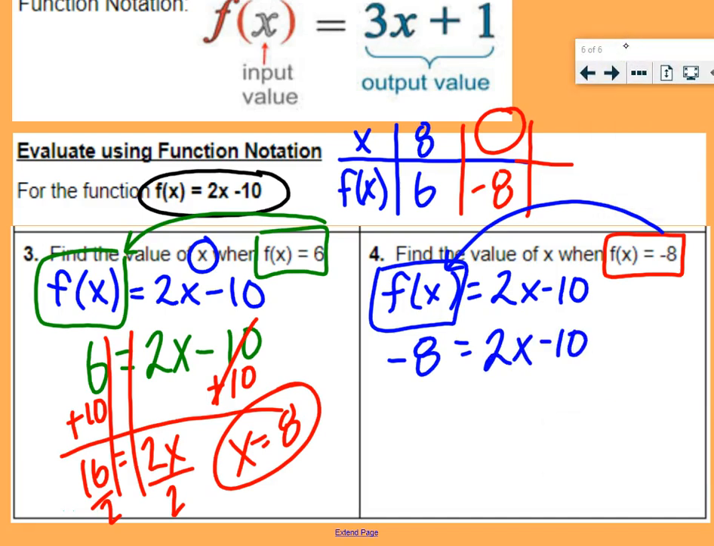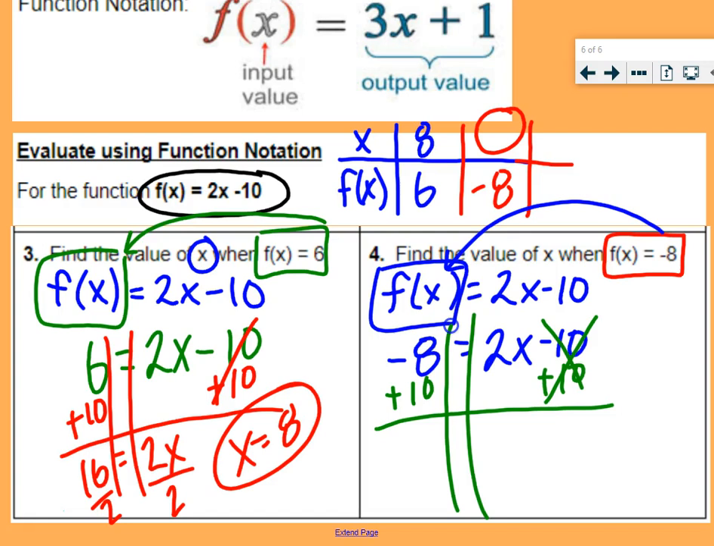Solve the equation. Undo minus 10 with plus 10 on both sides. We have negative 8 plus 10 is 2 equals 2x. Undo times 2 with divide by 2. We get x equals 1, which means when we put 1 into our function, we will get negative 8 out of our function.